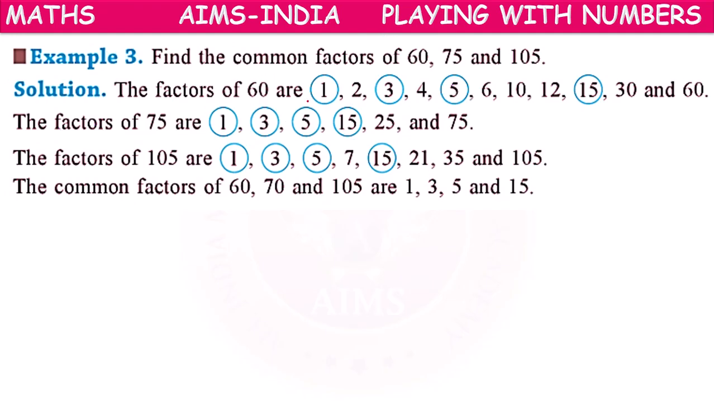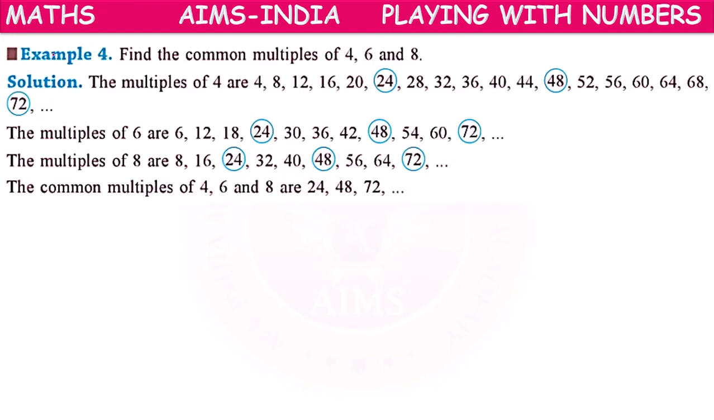Next, find the common multiples. Common multiples of 4, 6 and 8. Multiples of 4 means 4 1s are 4, 4 2s are 8, 4 3s are 12, like that, up to infinity. Multiples of 6 also up to infinity. Multiples of 8 also up to infinity we can write.